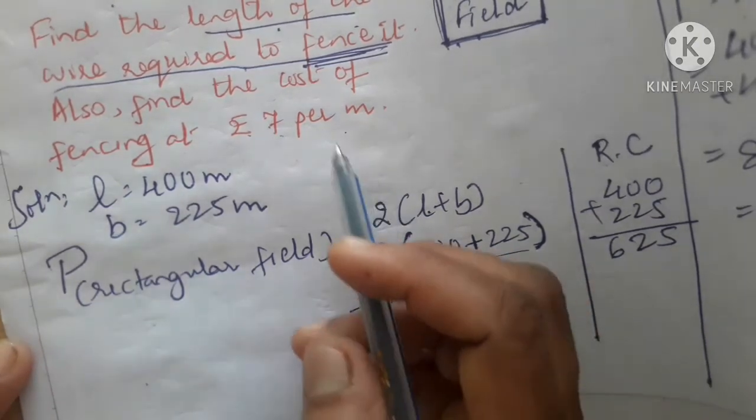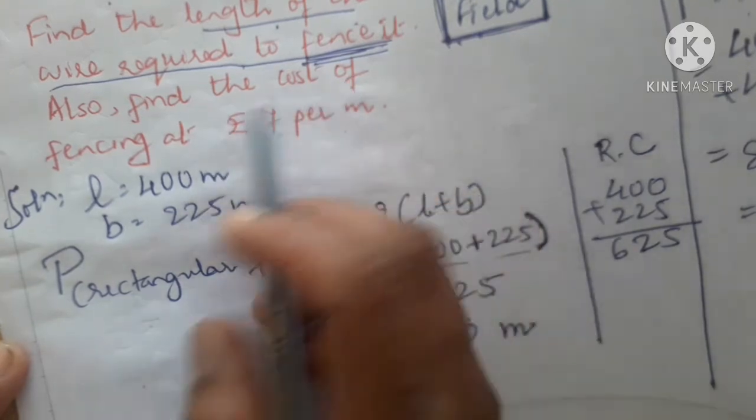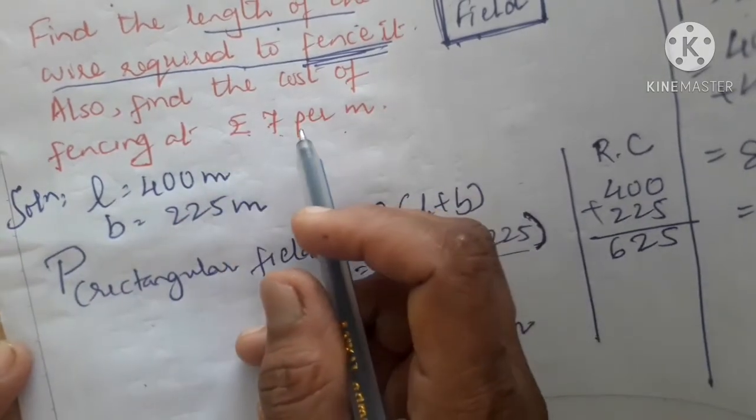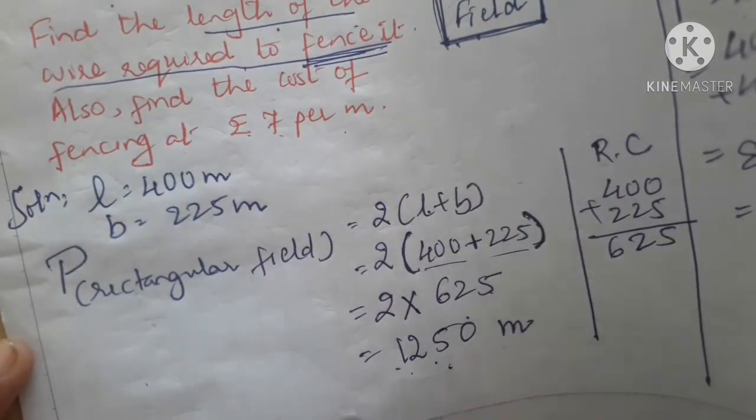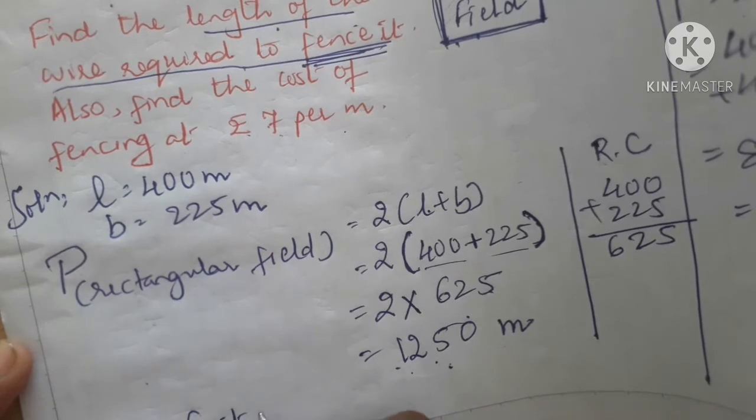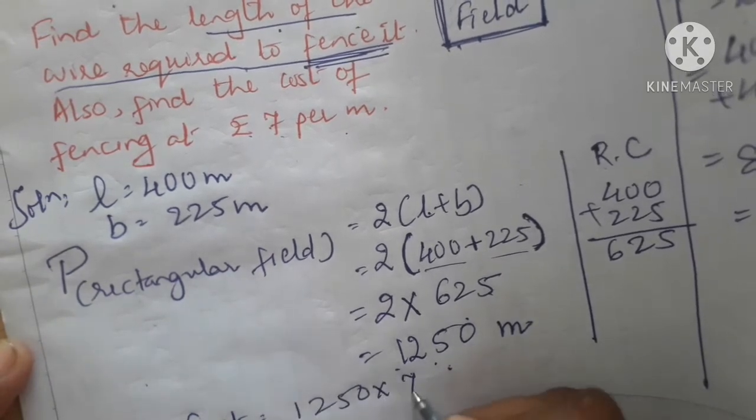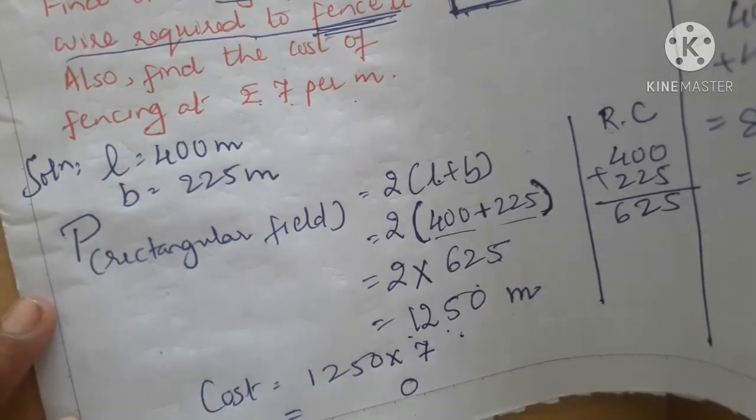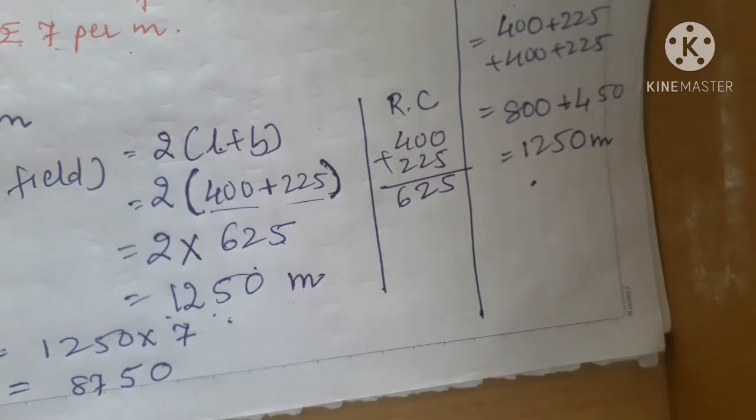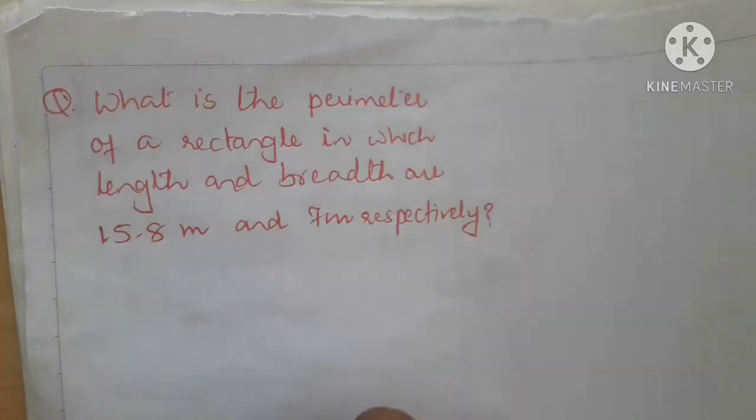Now the question also asked to find the cost for fencing at the rate of rupees 7 per meter. So perimeter you have already found. So what is the cost? Here you will write 1250 multiplied by 7. So what is your answer? Here you will have rupees 8750, right?